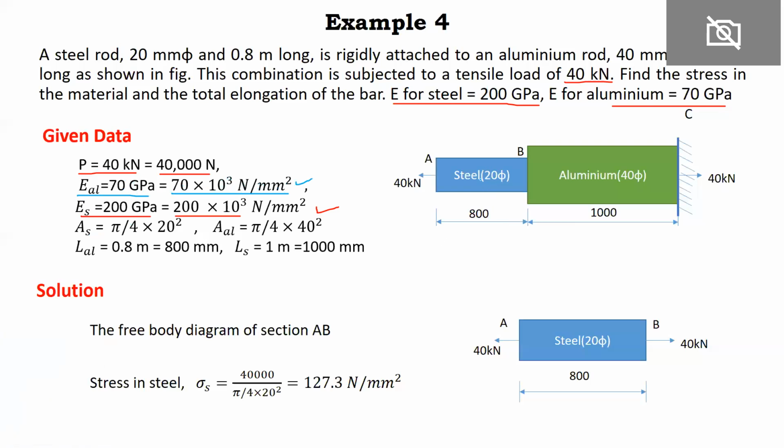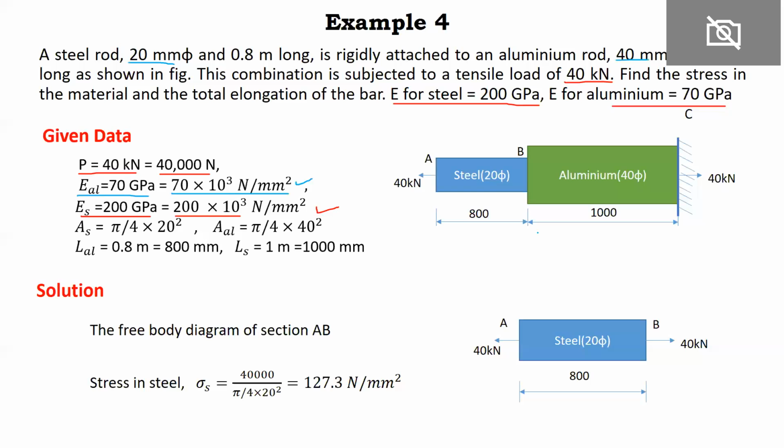And third, we need to compute. The data is given in terms of diameters. Here, 20 mm and 40 mm, both dimensions are in mm. First of all, we have to convert this in terms of area. Area of steel is pi by 4 into d square, where d is equal to 20 mm, so it is substituted. And the area of the aluminium bar is equal to pi by 4 into 40 square.